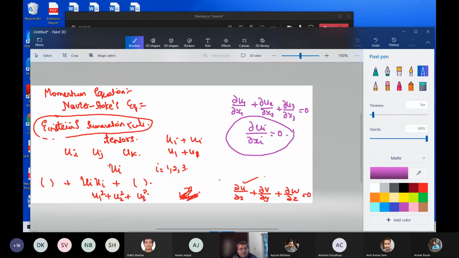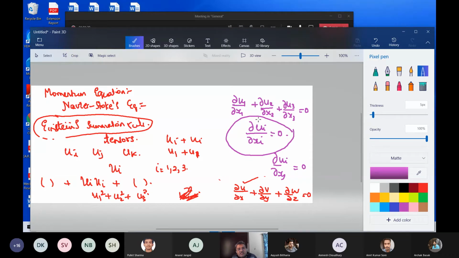So this tensorial notation, the Einstein summation rule, will help you reduce the complexity of the long equations you are writing. For this course, at least, be careful. When you have a tensor in which a product or division has the same index, it implies summation. But if I write dou ui by dou xj equal to 0, this doesn't mean any summation. i is a different thing, j is a different thing. But dou ui by dou xi implies dou u1 by dou x1 plus dou u2 by dou x2 plus dou u3 by dou x3 equal to 0, which is basically the continuity equation.